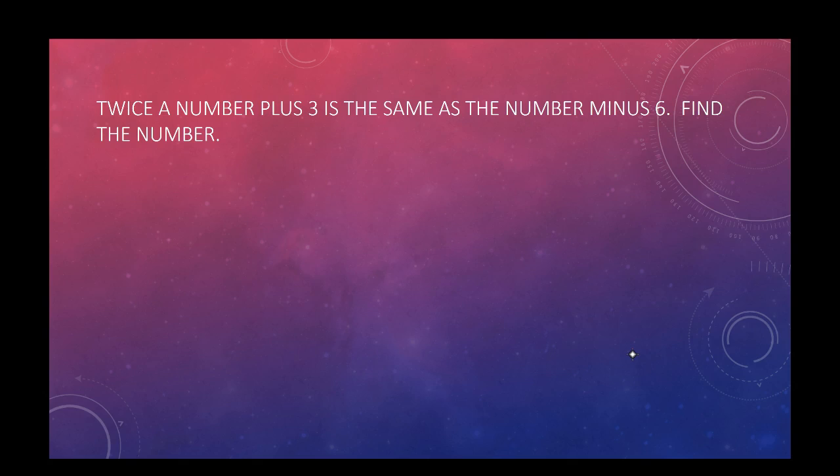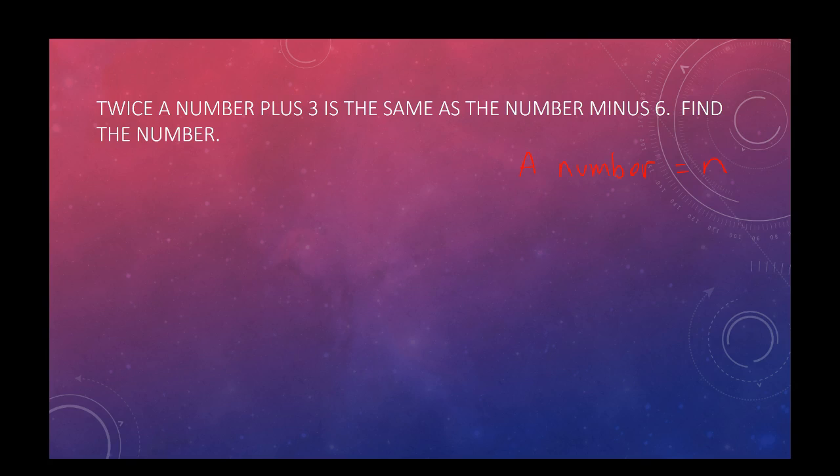So we're going to start with just some really direct ones and see what we can find out. So it says twice a number plus 3 is the same as the number minus 6. Find the number. So what's the problem asking us? Well, it's saying what's the number? We have to find this missing value. So when it says find the number, anytime we see a number, let's put in n.